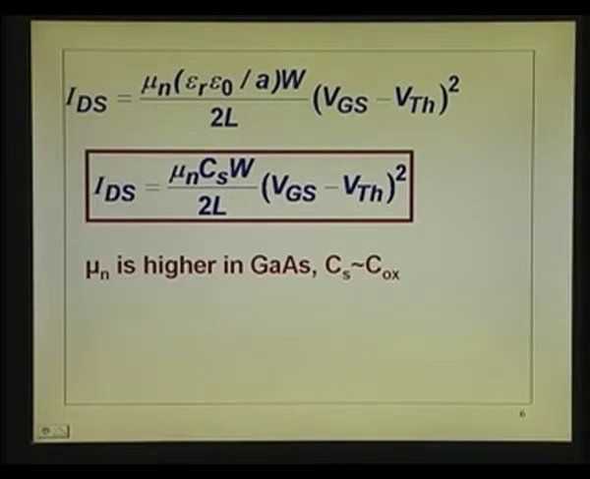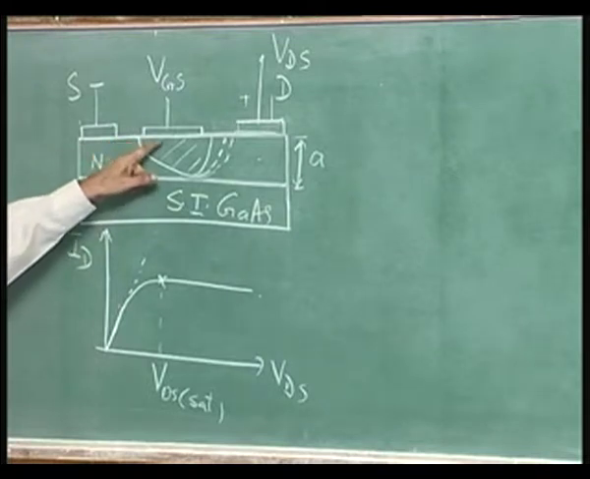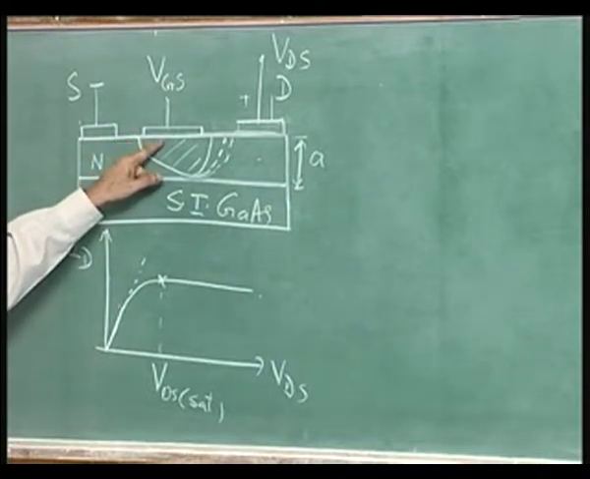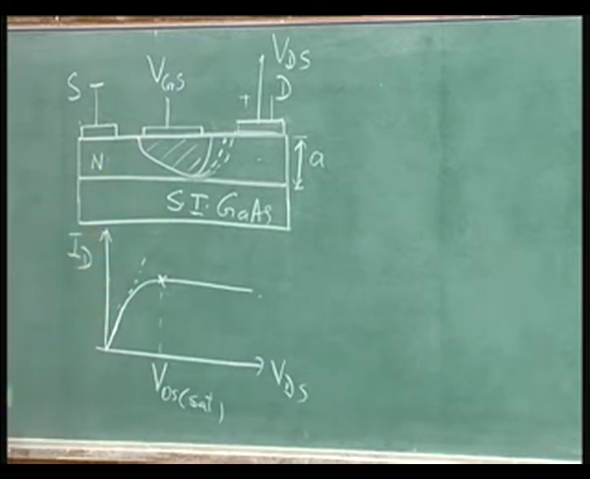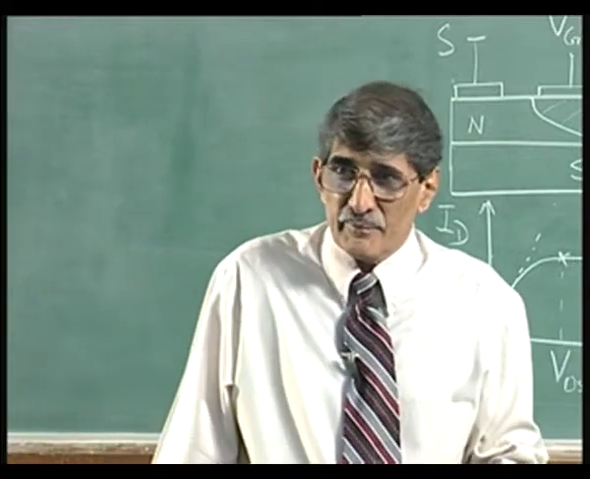In this device, the mu n is governed by bulk mobility, the mobility in the bulk region. In the MOSFET, the mobility is governed by the mobility at the surface, because we invert that in the inversion. This is not a device which works on an inversion layer, it is a device which works on bulk conduction. So, bulk mobility plays a role here. Bulk mobility is higher than the surface mobility.